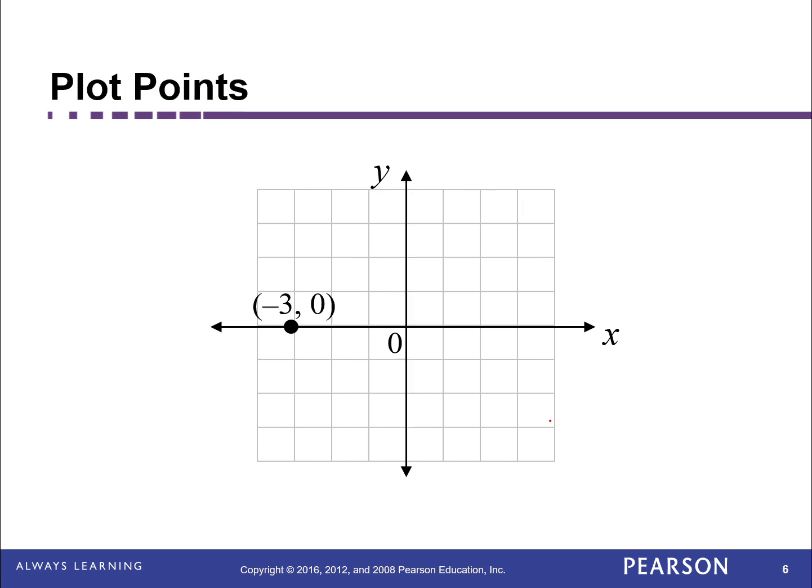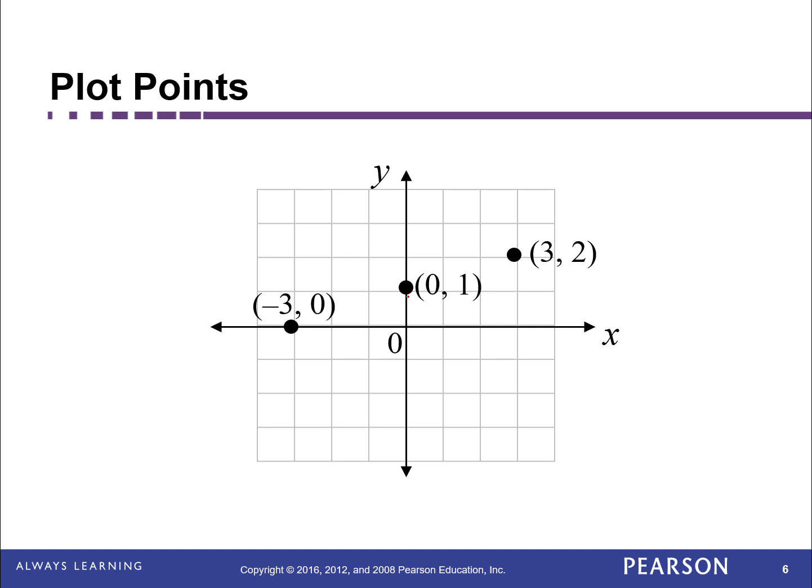Okay. Now, if we wanted to plot some points here, I'm plotting the point (-3, 0). I'm going to go left 3 on the x-axis, 1, 2, 3, and put a point at (-3, 0). If I wanted to plot a point at (0, 1), I would go nowhere on the x-axis, but I would go up 1 on the y-axis and plot that.